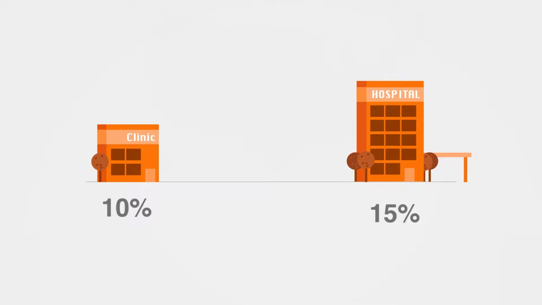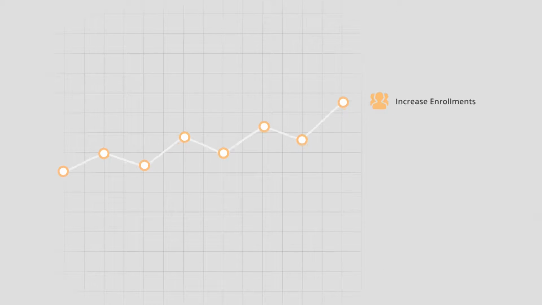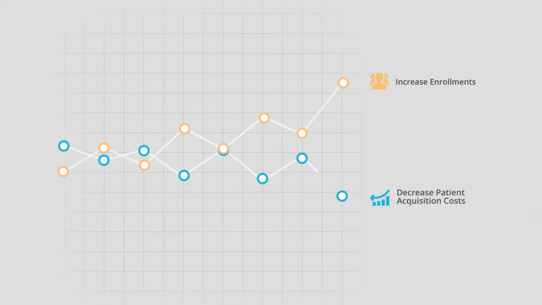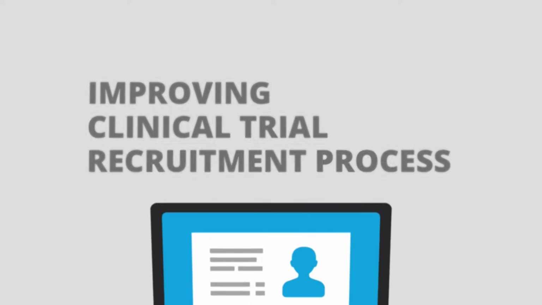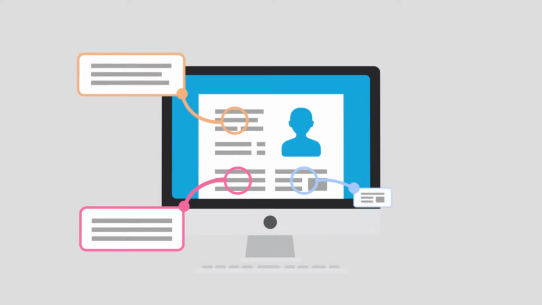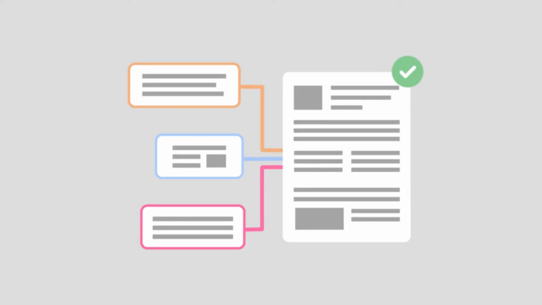The national average for clinical trial enrollment is only 3%, and even the most high-performing hospitals see enrollment rates of only 10 to 15%. What if your organization could increase your clinical trial enrollment numbers while decreasing the time and cost to enroll patients? Introducing HDP Health, improving the clinical trial recruitment process by analyzing electronic medical records and automatically matching patients to clinical trials.